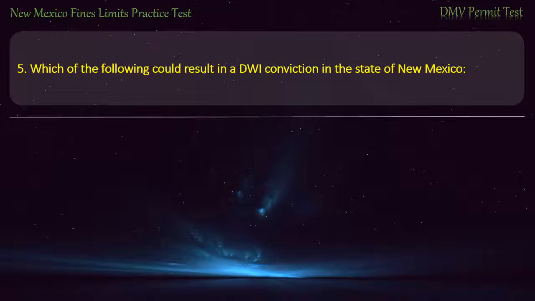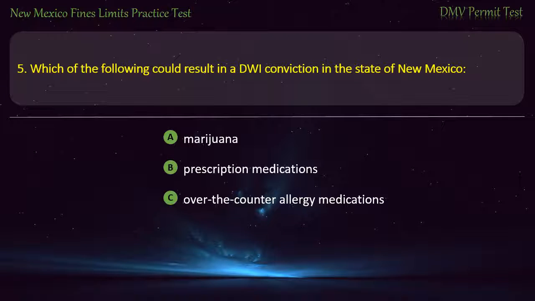Question 5. Which of the following could result in a DWI conviction in the state of New Mexico? Marijuana. Prescription medications. Over-the-counter allergy medications. All of these answers are correct. Answer. All of these answers are correct.